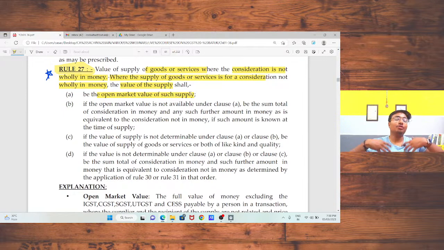Sir, I am going to supply a laptop to Mr. X, and I am getting 20,000 rupees in cash, and I am also getting one printer from Mr. X. In that case, what is the value of supply? The first option available is that I may pay the tax on the open market value. That means the open market value of that laptop is 40,000 rupees. You may buy that laptop from another supplier in the market at the rate of 40,000 rupees. In that case, you may pay the tax on 40,000 rupees. That is your open market value.